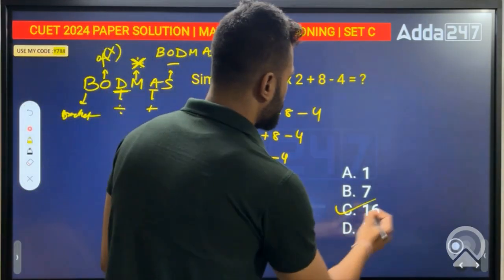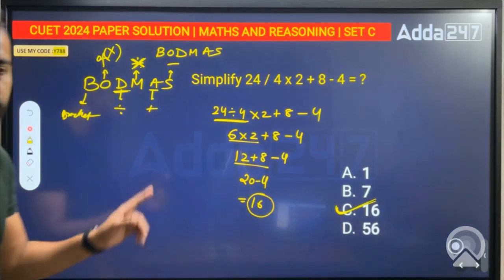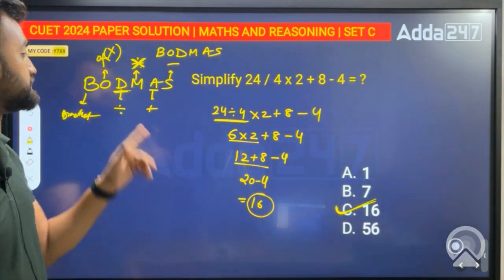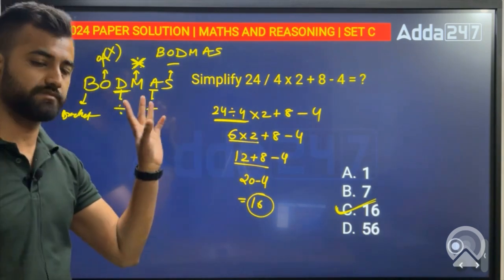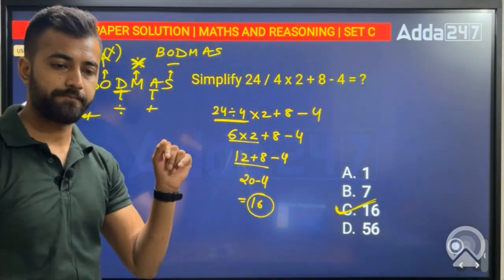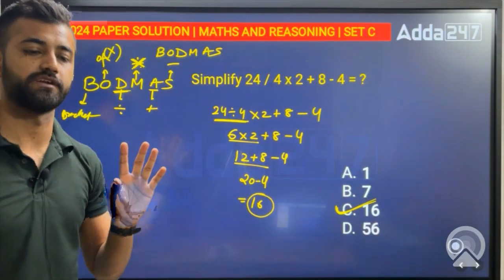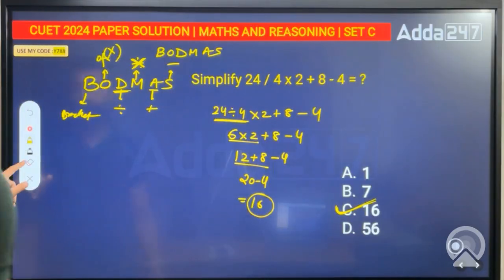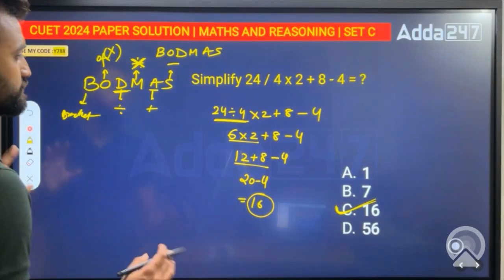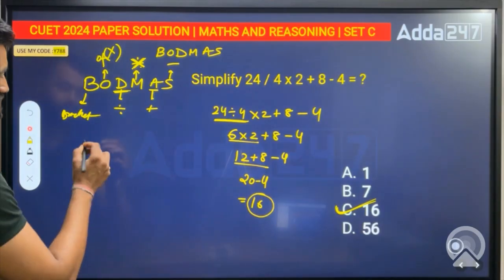So always use the BODMAS rule. Just remember you have to do the calculation based on this rule. If division is there, first do division. Then multiplication, then addition, then subtraction, like that. Clear? Let me give one more example, then the concept will be clear. Suppose the question is this.